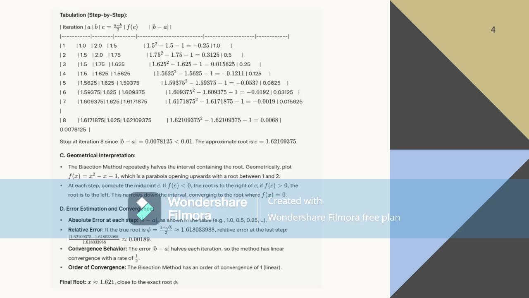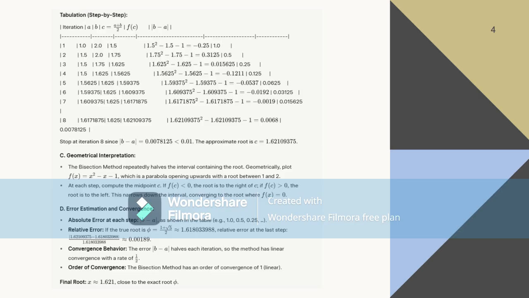Now, geometric interpretation. The bisection method repeatedly halves the interval containing the root. Geometrically, plot f of x is equal to x square minus x minus 1, which is a parabola opening upwards with a root between 1 and 2. At each step, compute the midpoint c. If f of c is less than 0, the root is to the right of c. If f of c is greater than 0, the root is to the left. This narrows down the interval, converging to the root where f of x is equal to 0.